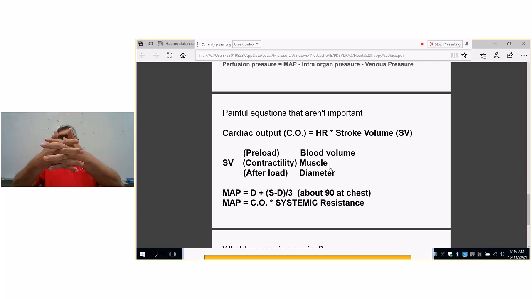It's a cartoon I see in my head. Afterload is just diameter. So think vasodilation and vasoconstriction. If you vasodilate, what happens to your resistance? Less resistance. And if there's less resistance, what happens to your blood pressure? Lower. And that's that equation at the bottom there. For the same cardiac output, if you have less resistance, you have less mean arterial pressure.